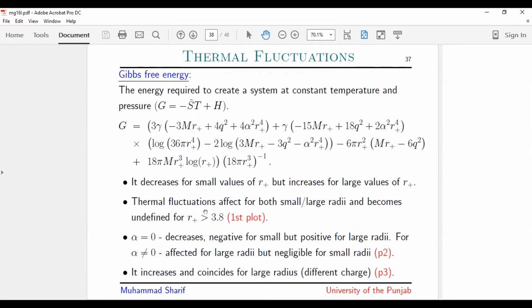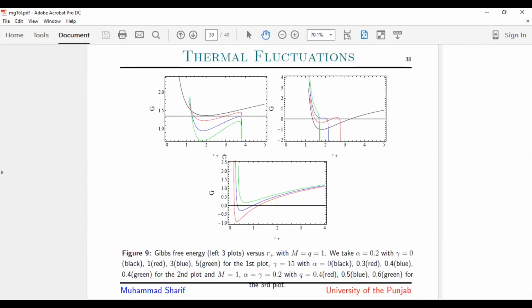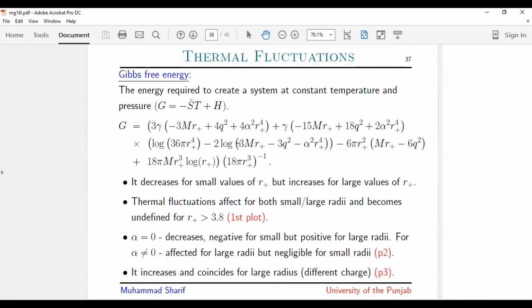And next is the Gibbs free energy. This is given mathematically by this expression. It shows decreasing behavior for small values of R positive, but increases for large values of R positive. Thermal fluctuations affect both small and large radii, and it becomes undefined at this point. This is given in this. It is undefined at this point, 3.8.